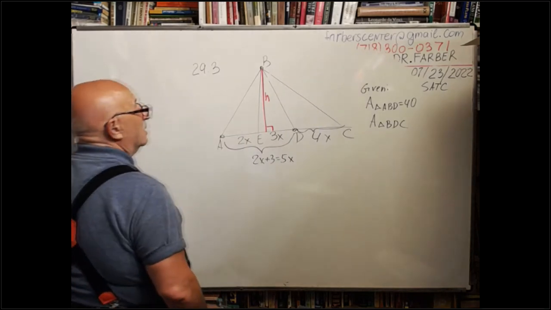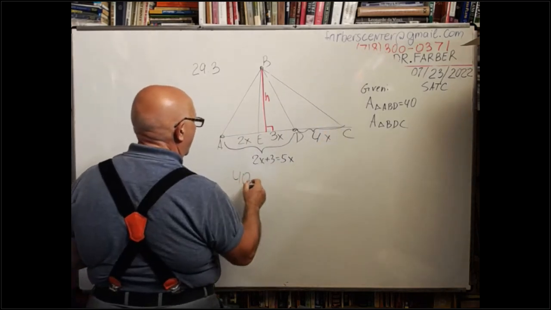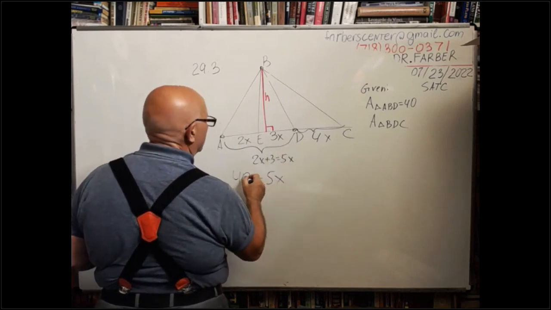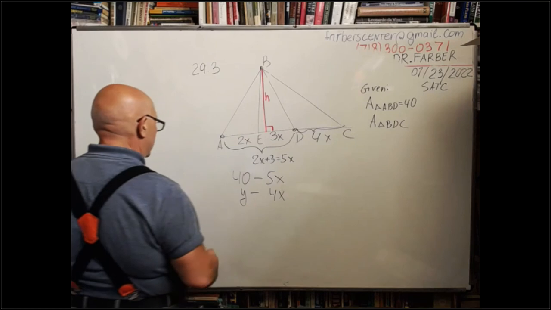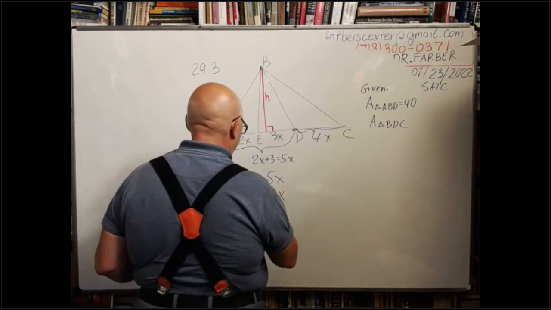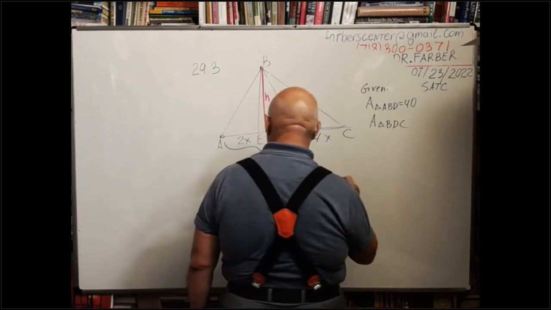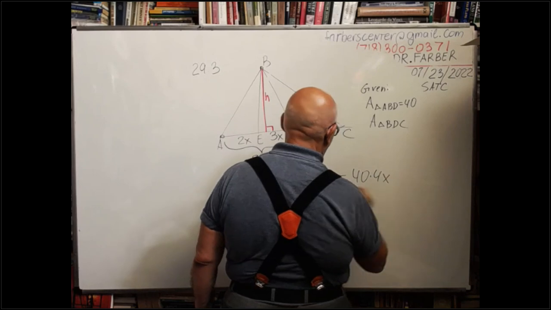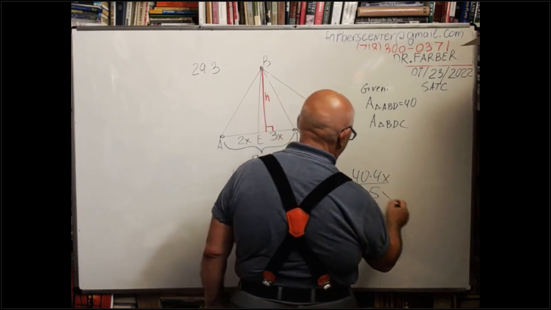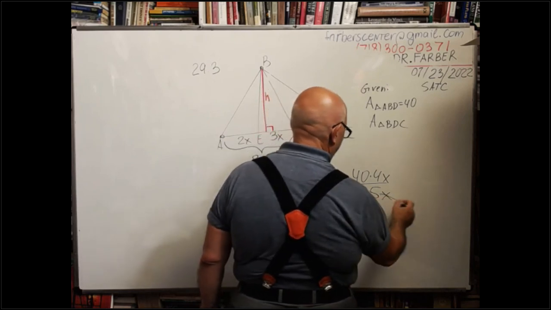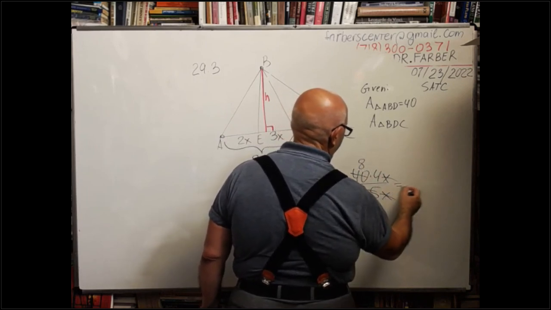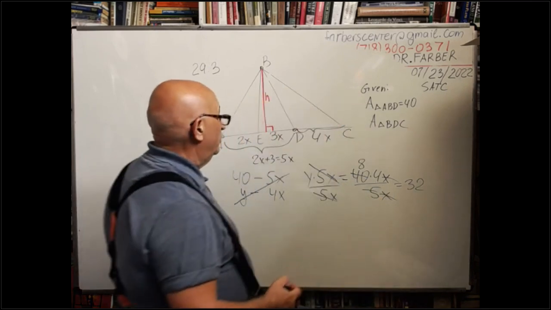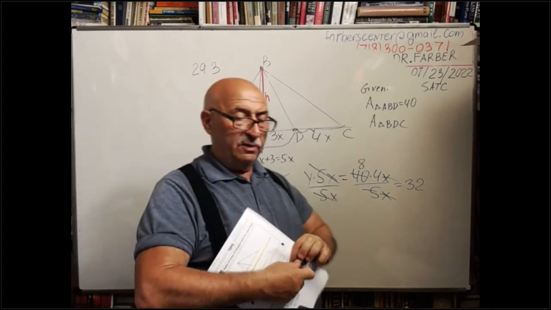When we have area 40, the base is 5x. When the base is 4x, let me use y. So instead of doing many steps, you write y times 5x equals 40 times 4x. Divide both parts by 5x. Cancel the x's. 5 goes into 40 8 times. 4 times 8 is 32 square units. Beautiful.